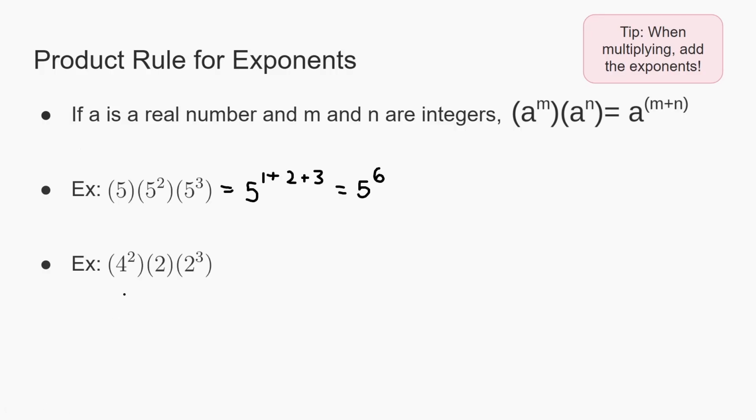For our second one, we have 4 squared times 2 to the 3rd power. In this case, you might be tempted to add up the exponents as well, but as you remember, a needs to be the same, right? It needs to have the same base. So we're going to actually write 4 as something in 2. So 4 is actually 2 squared.